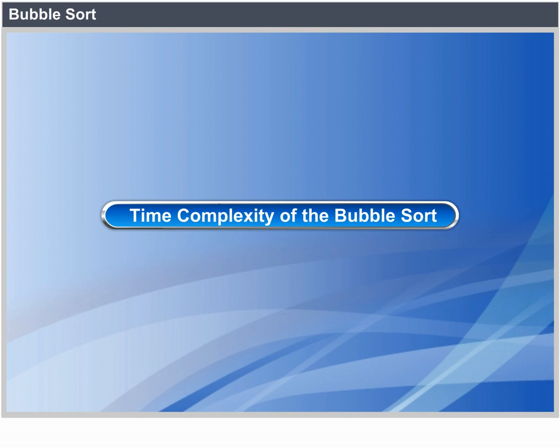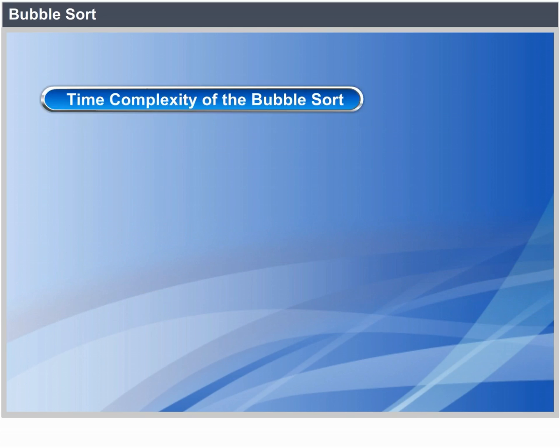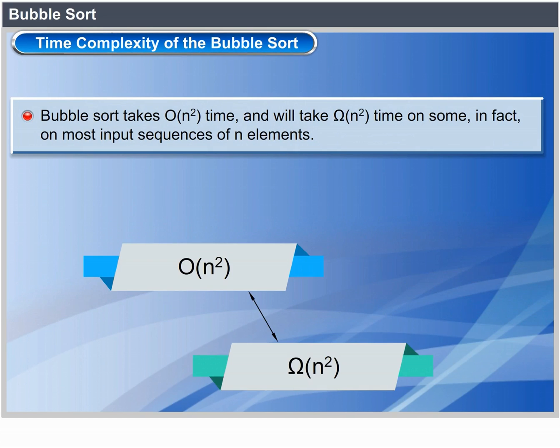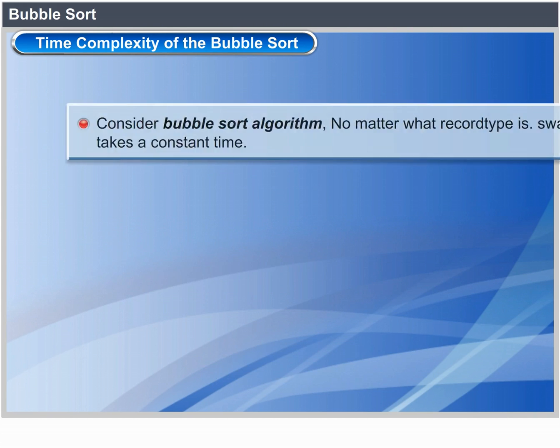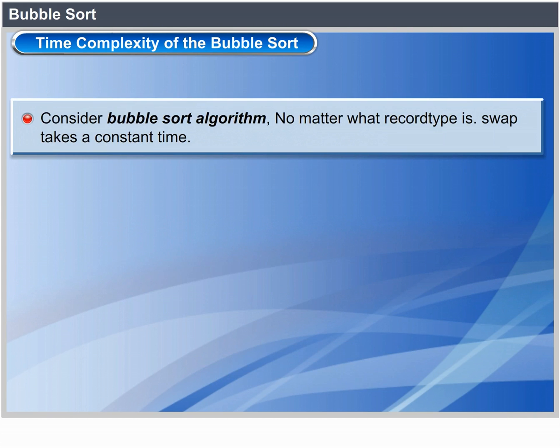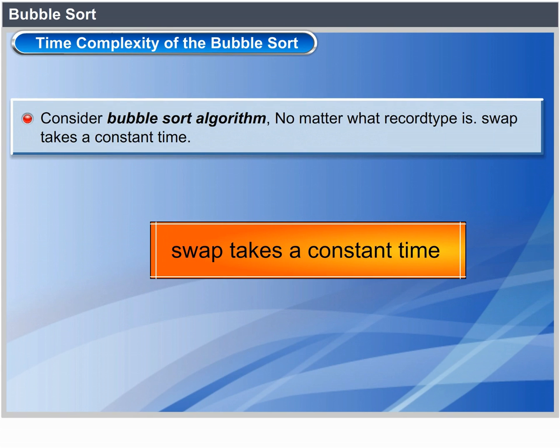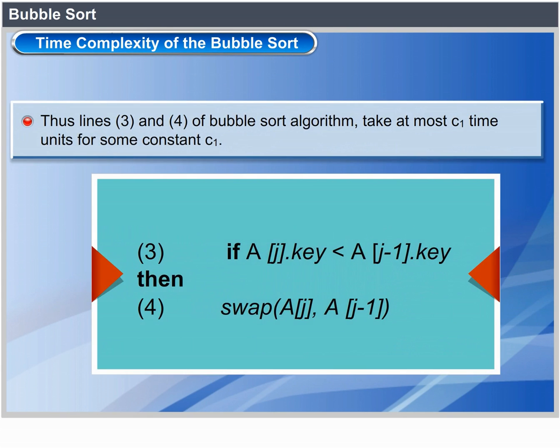Time complexity of the bubble sort. Bubble sort takes big O of n squared time and will take big omega of n squared time on some, in fact on most, input sequences of n elements. Consider the bubble sort algorithm. No matter what the record type is, swap takes constant time. Thus, lines 3 and 4 of the bubble sort algorithm take at most C1 time units for some constant C1.